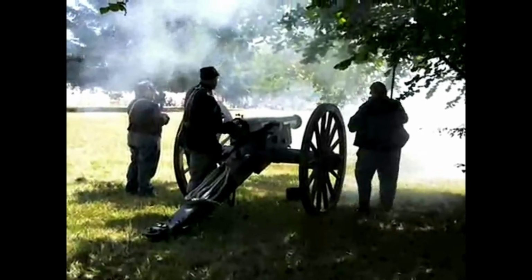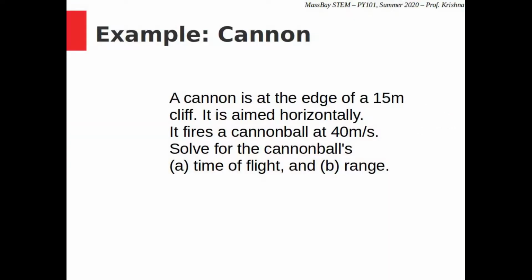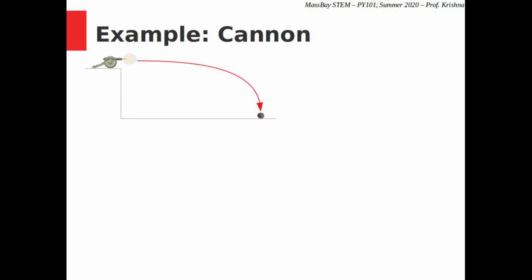Consider this situation. A cannon is at the edge of a 15-meter cliff. It is aimed horizontally. It fires a cannonball at 40 meters per second. Solve for the cannonball's A, time of flight, and B, range. We'll start by drawing a picture. Photo 1 will correspond to where the cannonball was launched and photo 2 to where it lands.